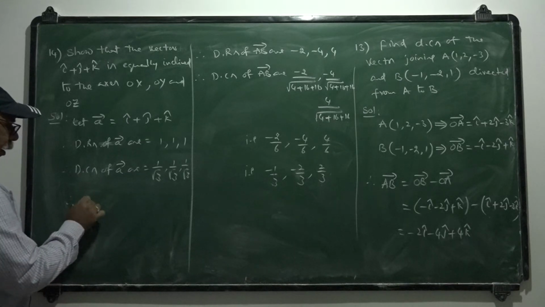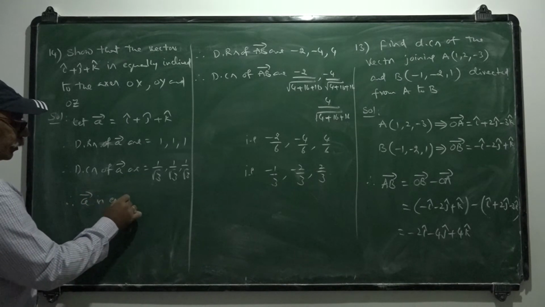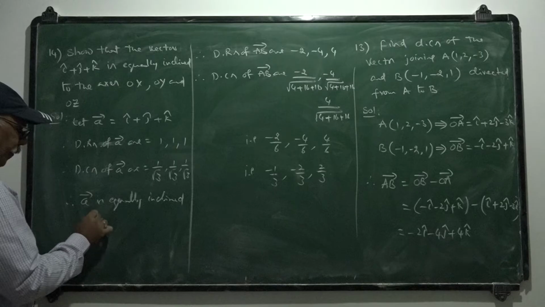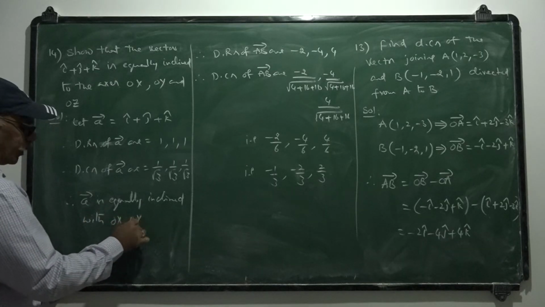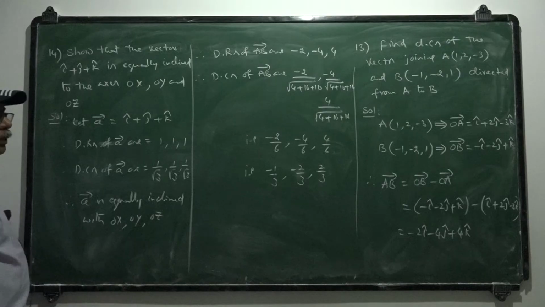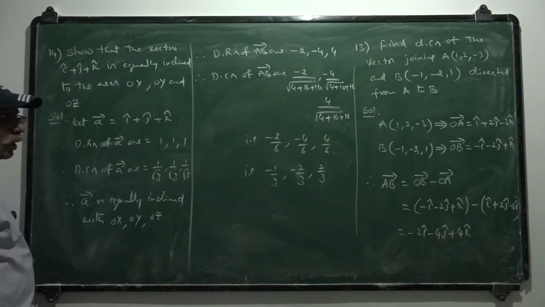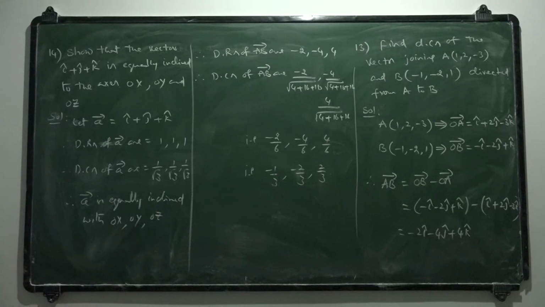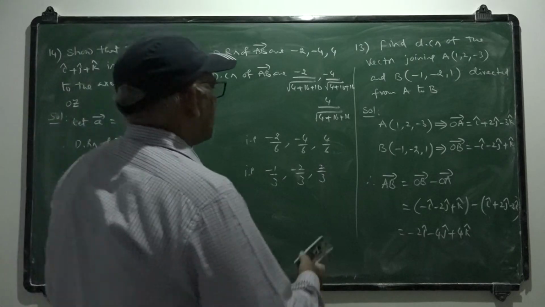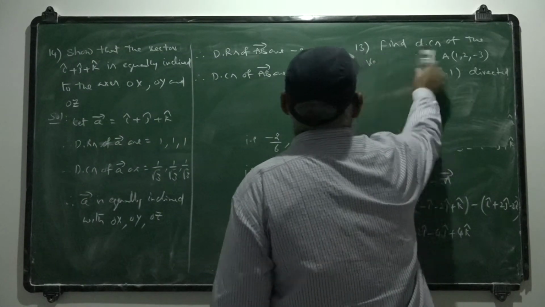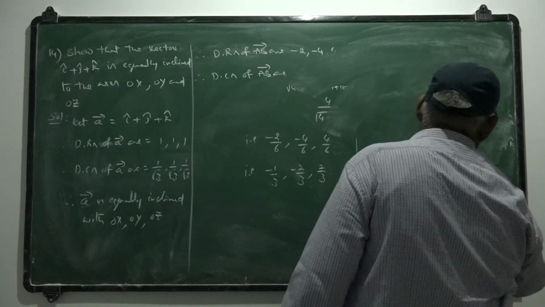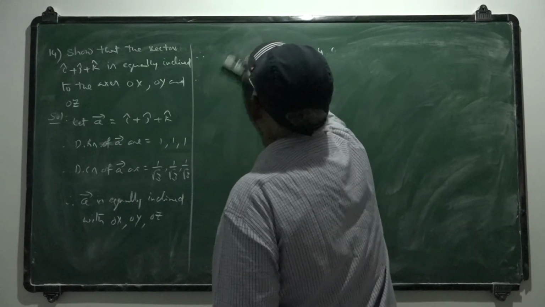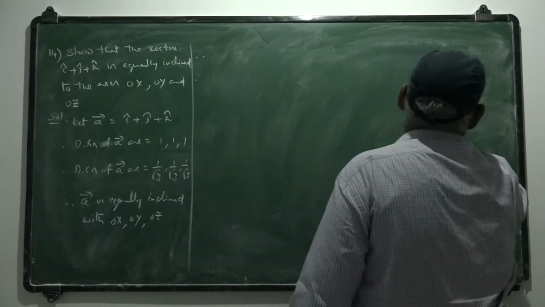Therefore A bar is equally inclined with Ox, Oy, Oz itself, because the direction cosines are equal here. Cos alpha equal to cos beta equal to cos gamma. Hence alpha equal to beta equal to gamma. You can conclude like that. Once DCs are 1 by root 3, 1 by root 3, 1 by root 3, then that vector or line makes equal angles with the coordinate axis. Hence that vector is equally inclined with the coordinate axis.